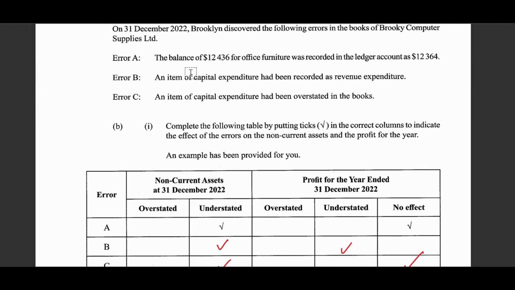For A, the balance of the office furniture was recorded in ledger as 12,364. Therefore, a non-current asset would have been understated, and the profit for the year would have been understated as well. This was for B. Item of capital expenditure had been recorded as a revenue expenditure, right? So the non-current asset is understated, and the profit for the year understated.